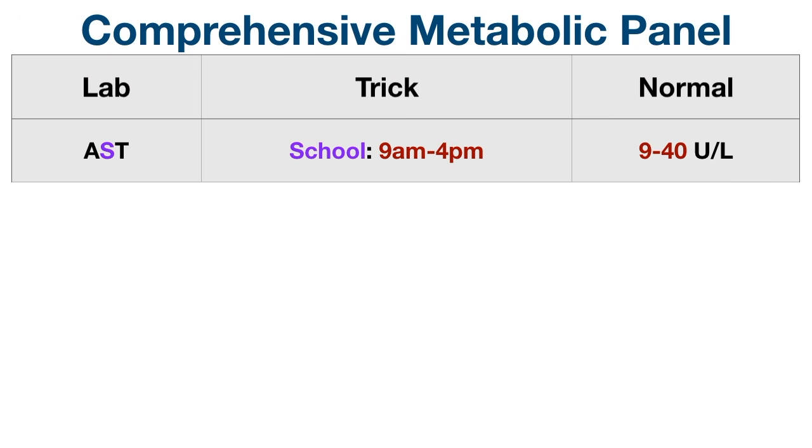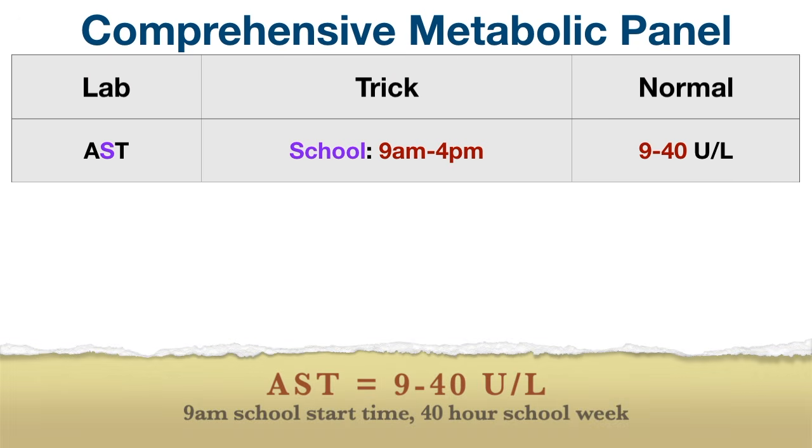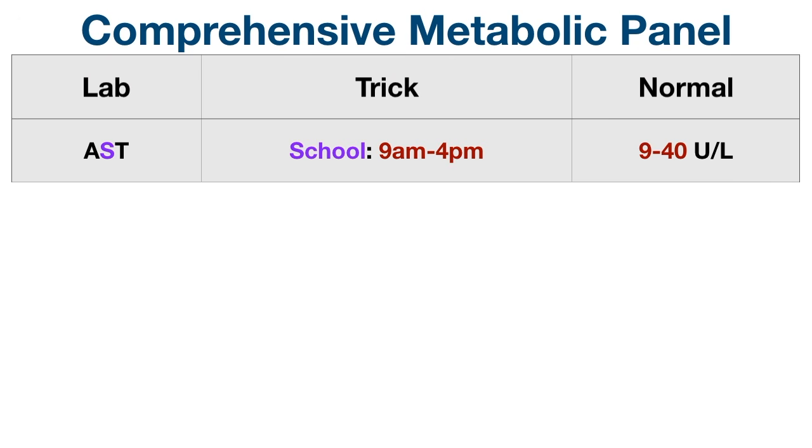Another way to think of AST is to use the 9 a.m. start time for school, and then an average school week is about 40 hours when you factor in homework. This can also be used to remember the normal range of about 9 to 40.